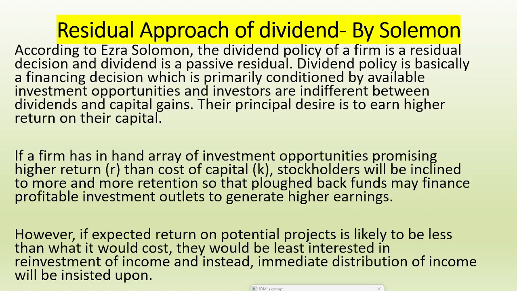If a firm has an array of investment opportunities promising higher return, then the company will say that we will give you a good return in the future. So the company will plough back the profit, and more retained earnings will be used as finance to invest in future opportunities or future growth, and later on the company will generate high earnings and it will give dividends.